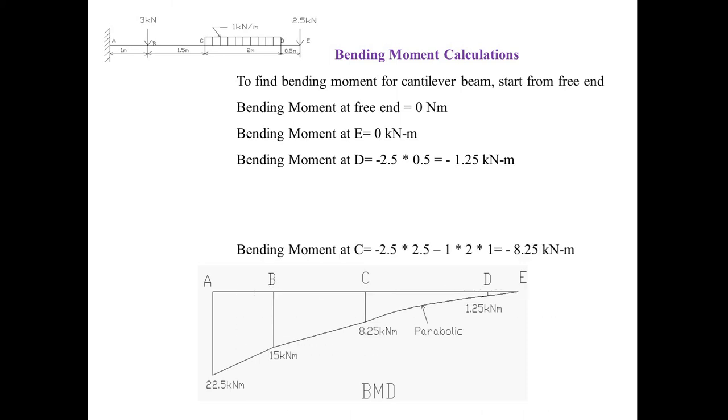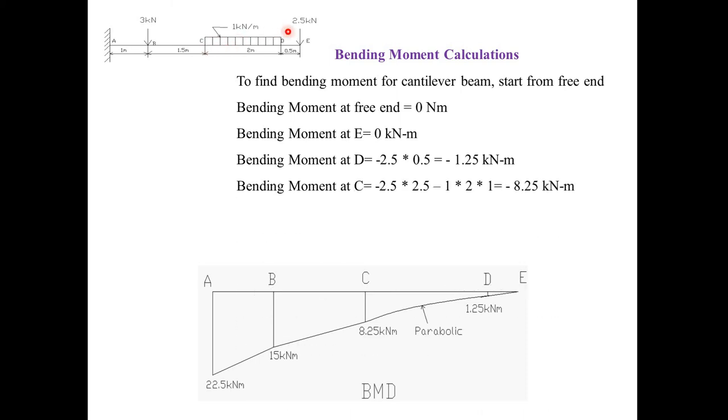Now at point C, we have to consider two forces. One force is 2.5, another one is the uniformly distributed load. So minus 2.5 and distance, force into distance. Taking the section at C, right hand side, 2.5 multiplied by 2.5 minus 1 multiplied by 2, converting to a point load, and the distance is 1, because the load acts at the center. So 1 multiplied by 2, point load multiplied by distance 1. So that will be coming as minus 8.25.